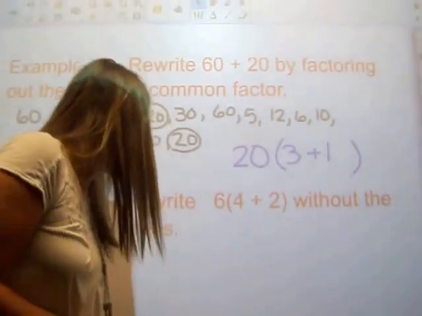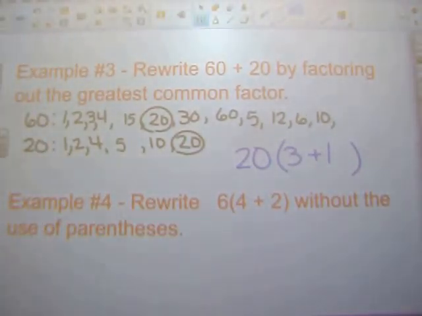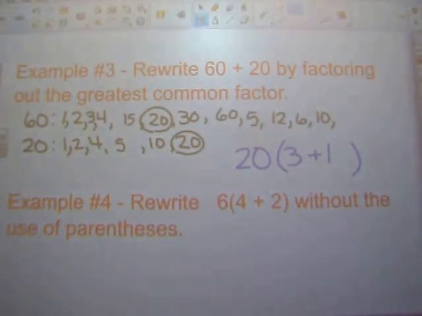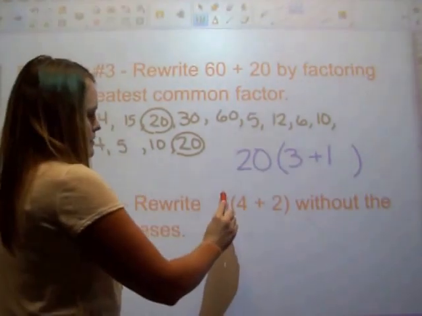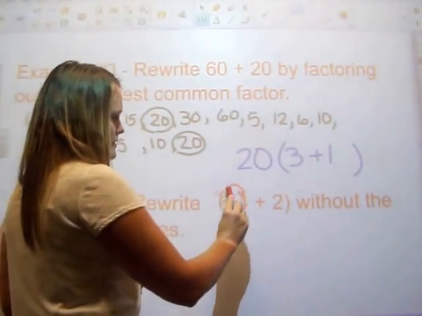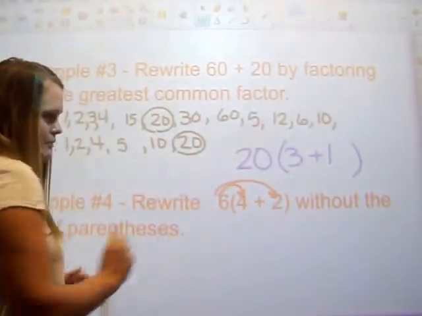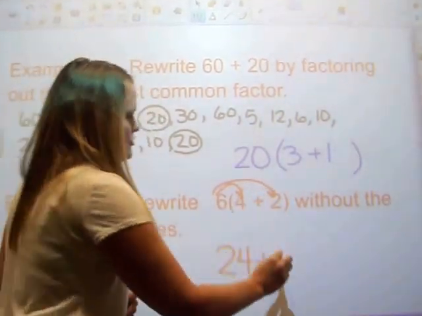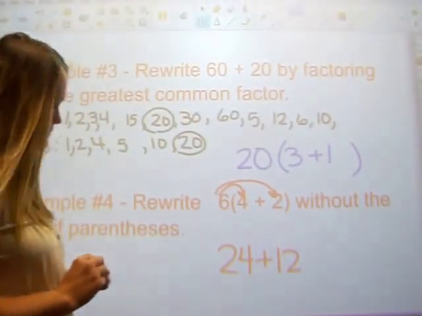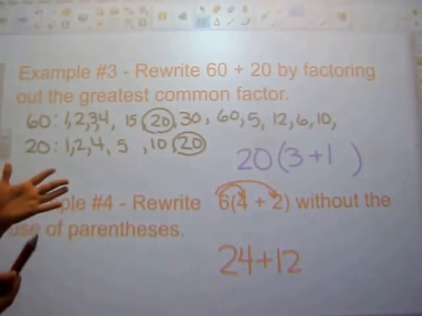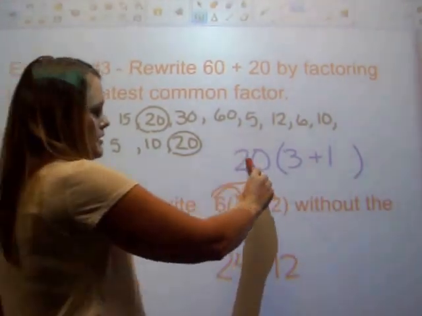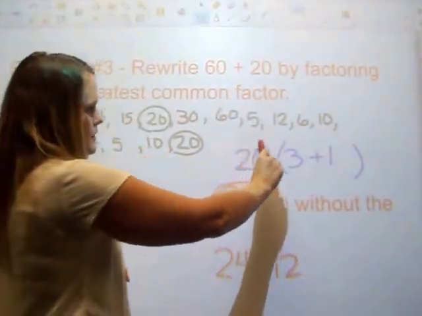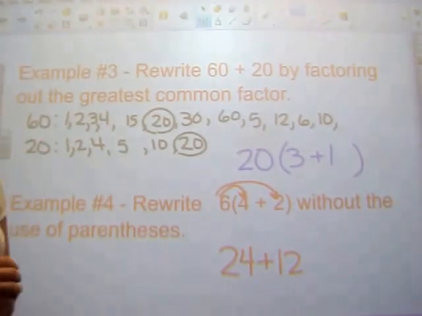All right, the next example says rewrite 6 groups of 4 plus 2 without the use of parentheses. And here we're going to distribute the 6 to the 4 and 2. So we have 6 times 4 and 6 times 2. 6 times 4 is 24. 6 times 2 is 12. And you can just check to make sure that works in each problem. 20 times 3 is in fact 60. 20 times 1 is 20.